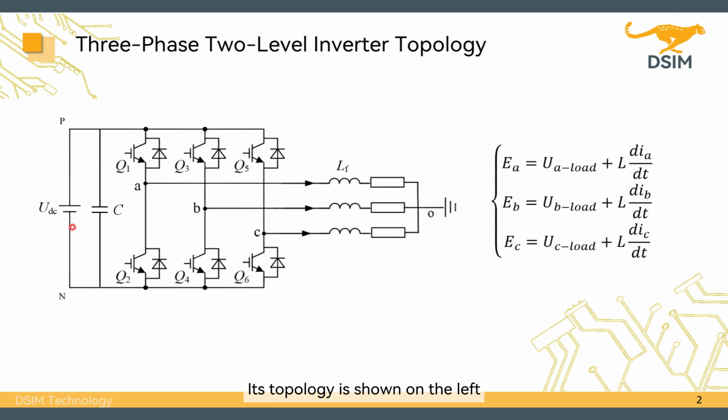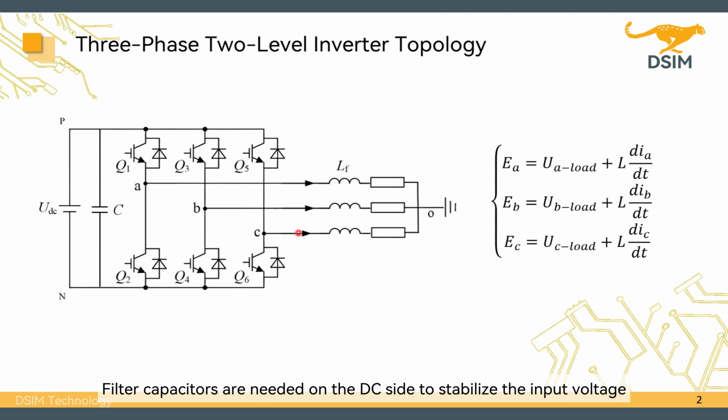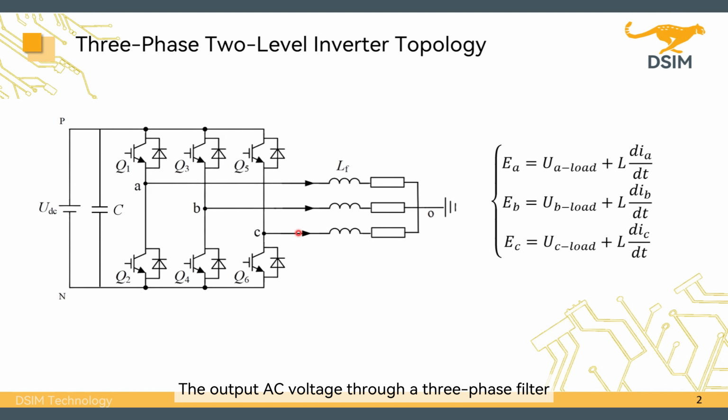Its topology is shown on the left. It consists of 6 IGBT switches with anti-parallel diodes. Filter capacitors are needed on the DC side to stabilize the input voltage. The output AC voltage goes through a three-phase filter. Its core function is to generate the required three-phase AC waveform by combining switching states.